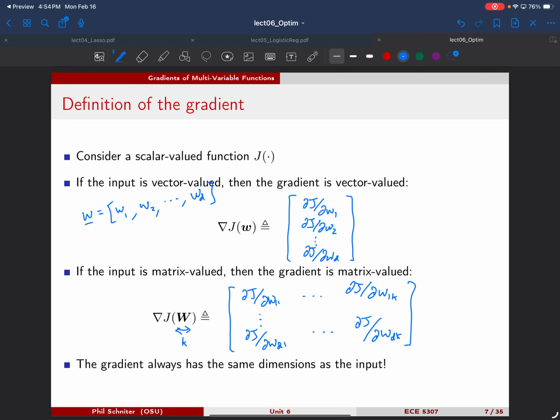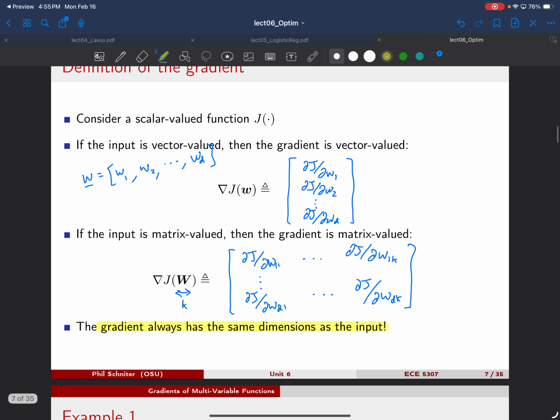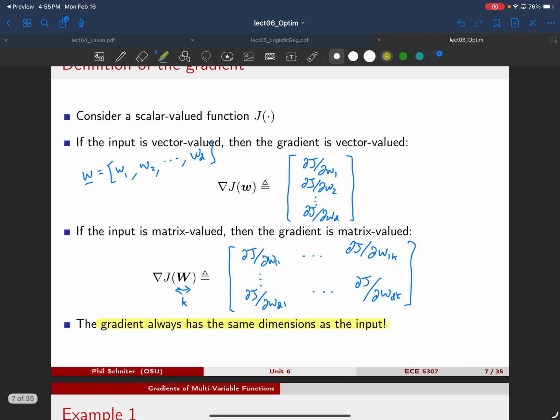Okay. So the key thing to remember, if we were wondering what is the shape of my gradient, is that it always has exactly the same dimensions as your input. Whatever you're optimizing, the gradient has exactly the same dimensions. Any questions about how the gradient is defined? If you have a tensor, which is like a three-way array, then your gradient will be three-way, same size.